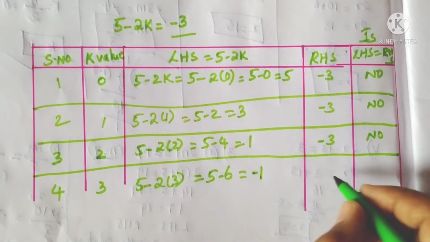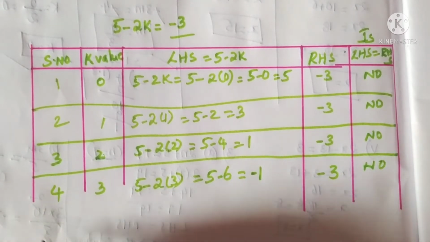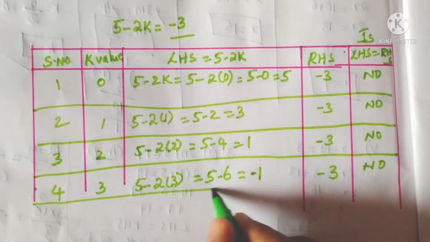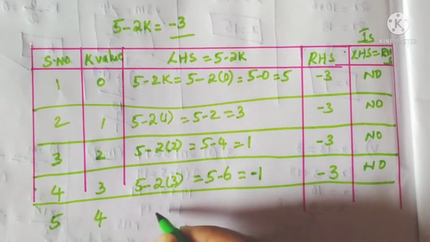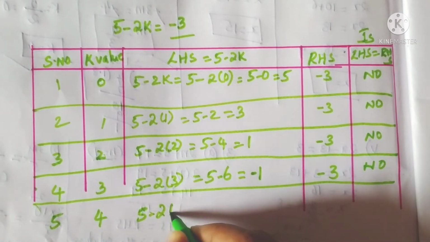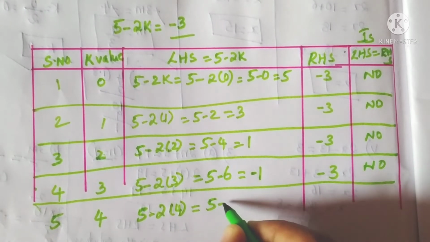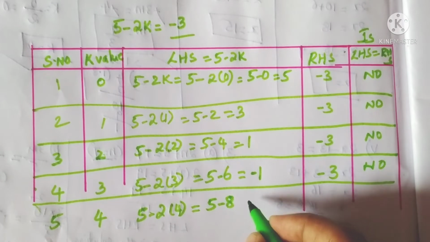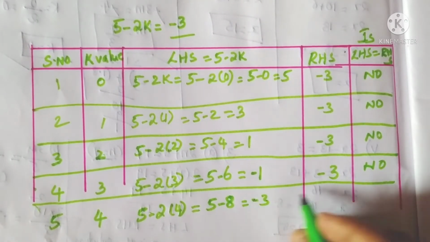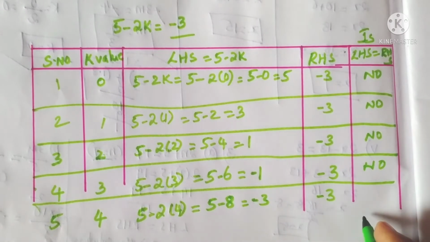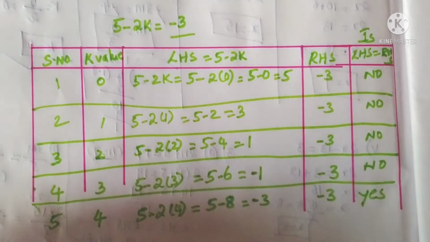That is minus 1. Is minus 1 equal to minus 3? No. Okay, again we want to take another value. We'll take 4. 5 minus 2 into 4. 2 4s are 8. 5 minus 8, 8 minus 5 is 3. Before the big number, minus is there. Minus 3. And RHS also minus 3. So minus 3 equals minus 3.